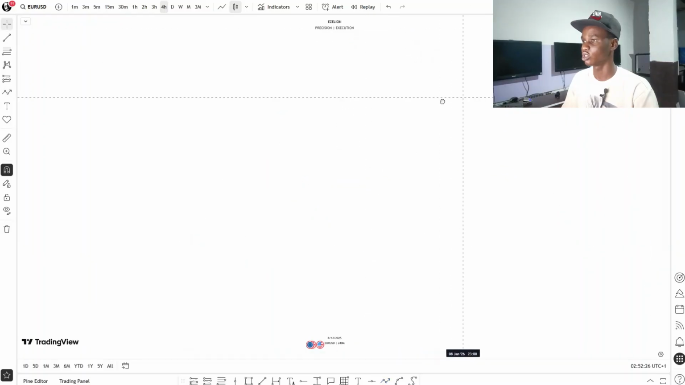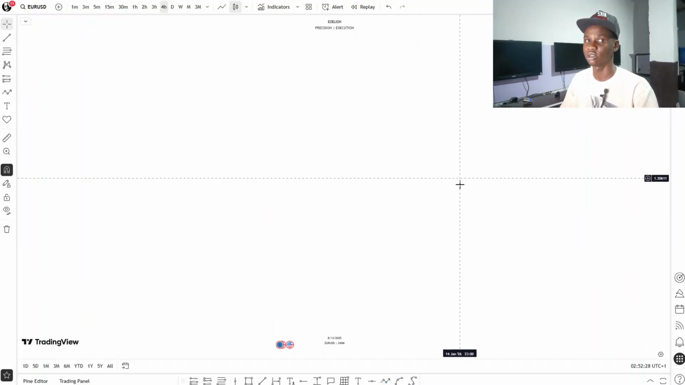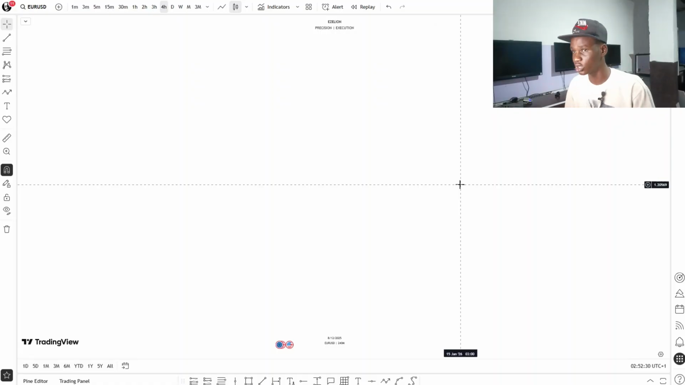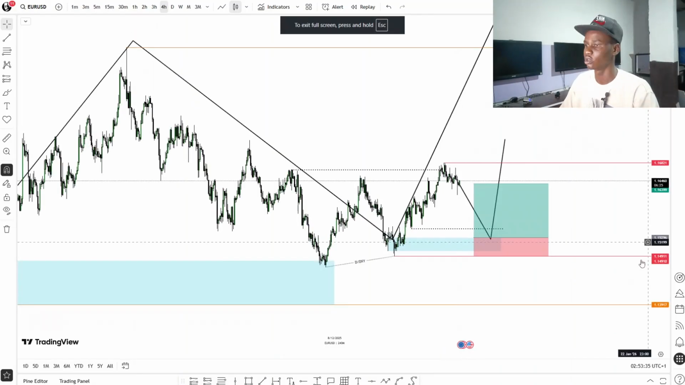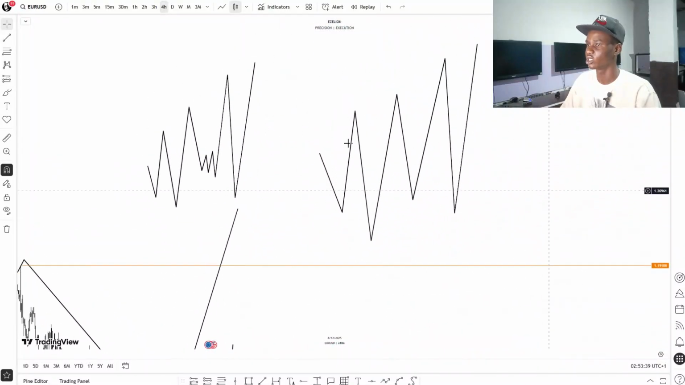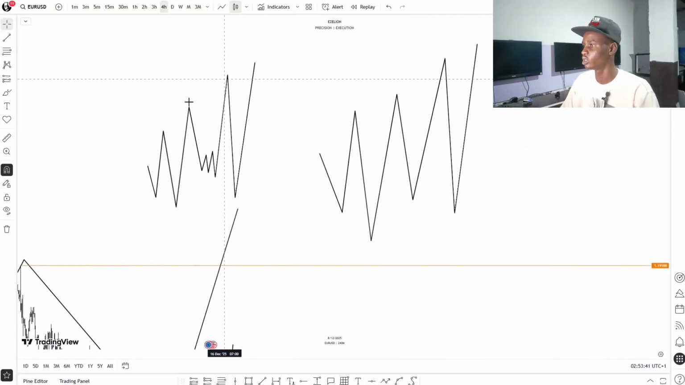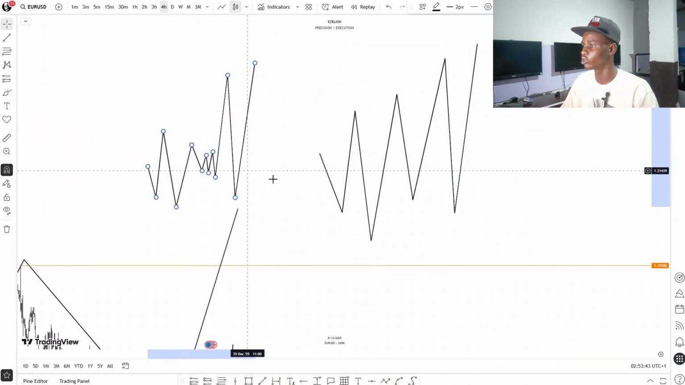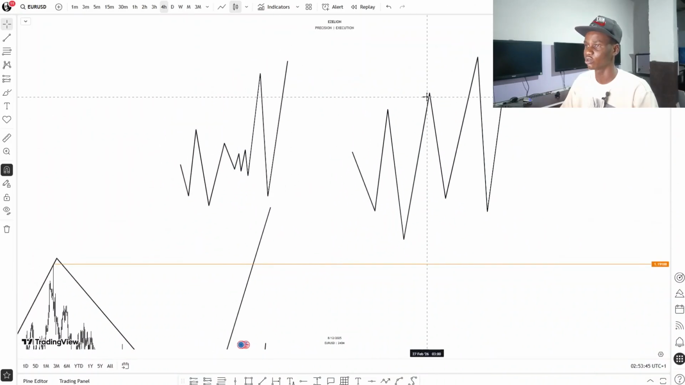So this break of structure can either... I don't know why this data is fluctuating. Let this come back. So the same thing, either of these patterns is what we are looking for. This can form before the break of structure or after the break of structure.